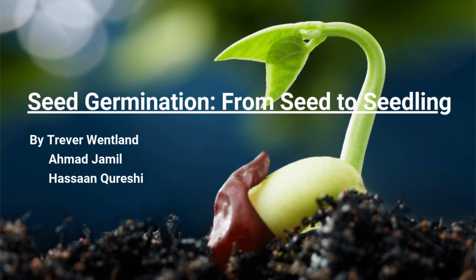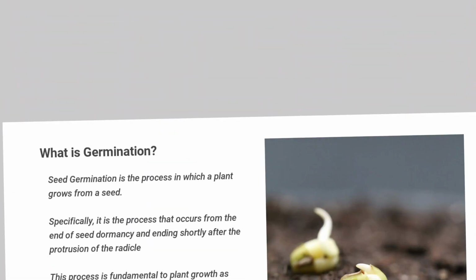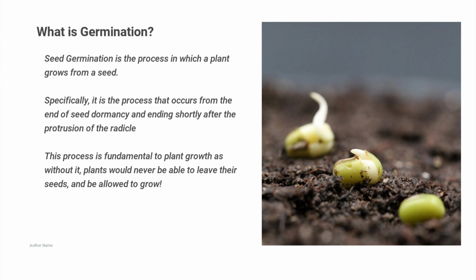Today we'll begin talking about the story of how a simple seed can make the transition to a plant. And how does the process begin, you might ask? By germination. What is germination? Germination is the process in which a plant grows from a seed. Specifically, it is a process that occurs from the end of seed dormancy until shortly after the protrusion of the radicle. This might sound quite simple, but indeed it's not, as there are many factors regulating it, from physical to hormonal.